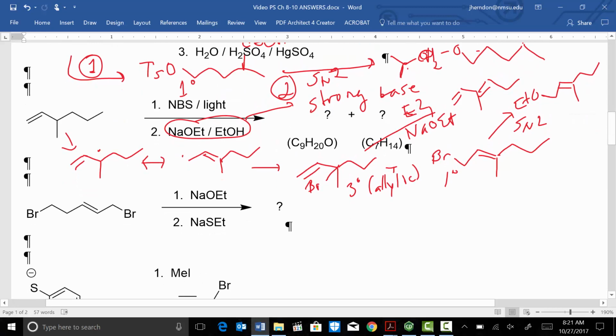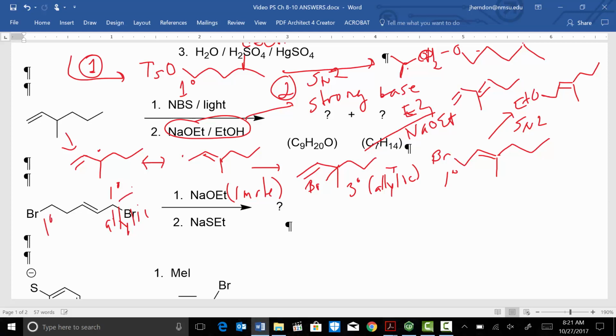Okay, this one we're reacting first with sodium ethoxide. And let's say that there's going to be 1 mole of each of this, and then we're going to react it with 1 mole of NaSEt. So the more reactive one's going to get the OEt group, the less reactive one's going to get the bromide. So this is primary and allylic, and this is primary. So this should be the more reactive site here.